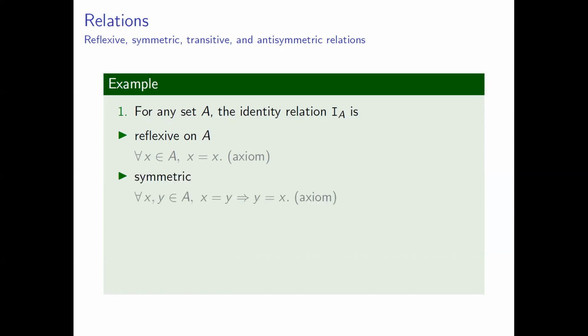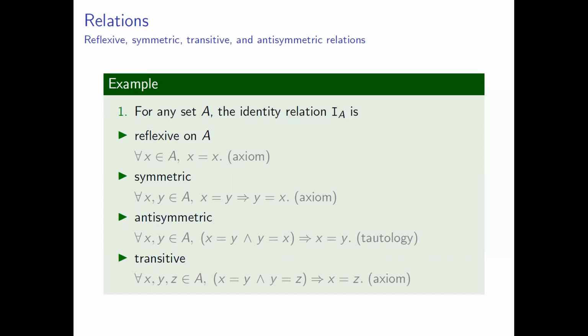It is symmetric since for any elements x and y in A, x equals y implies that y equals x. It is antisymmetric since for any elements x and y in A, x equals y and y equals x clearly implies that x equals y. It is transitive since for any elements x, y, and z, x equals y and y equals z implies that x equals z.